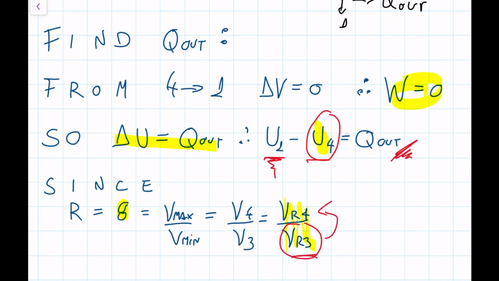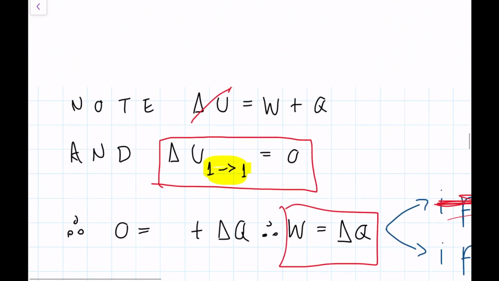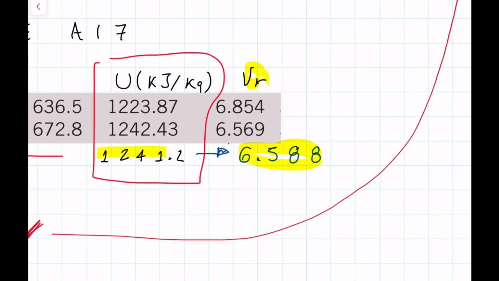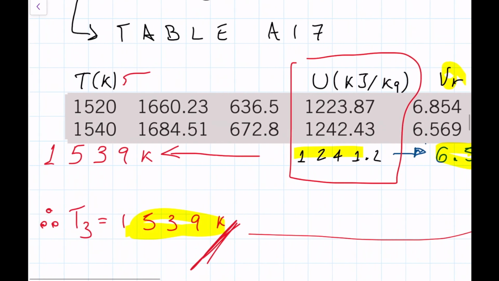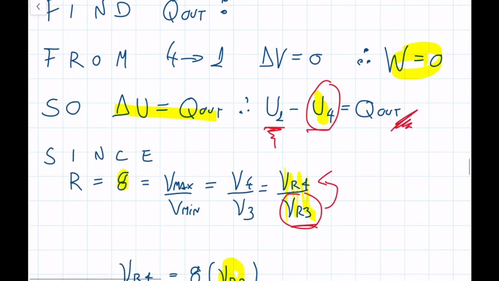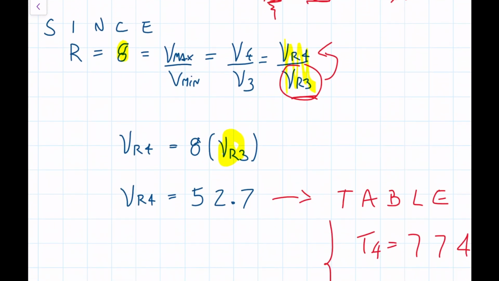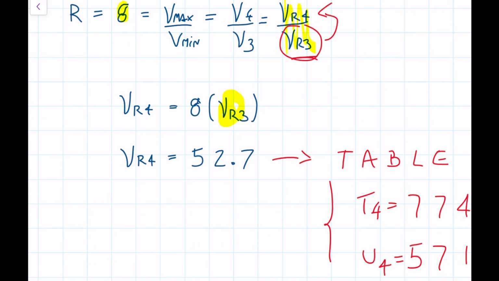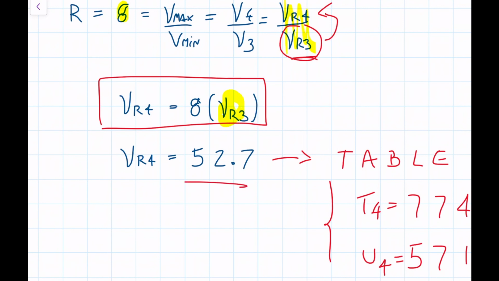Remember, I grabbed it from the table. Let's go back for me to show you guys. I grabbed it from the table. From the same time I grabbed my T3 over here, I went ahead and grabbed my VR3 as well. Okay, so I have that information. I can calculate my VR4. With my VR4, I can calculate my U4. With my U4, I can calculate Q out. Okay, so VR4 will be 8 times VR3, which is going to be 52.